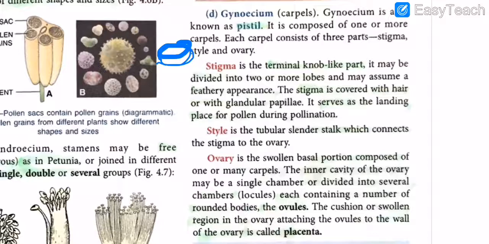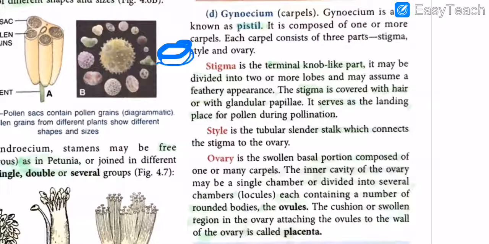Then moving down, you have the style. It is a tubular, slender stalk which connects the stigma to the ovary. So if the stigma receives the pollen grains, how is the pollen grain supposed to travel from the stigma to the ovary? Well, the connecting part or the transportation for this is the style. Okay, it has a tubular, slender stalk which connects the stigma to the ovary. Then the ovary is the swollen basal portion composed of one or many carpels.